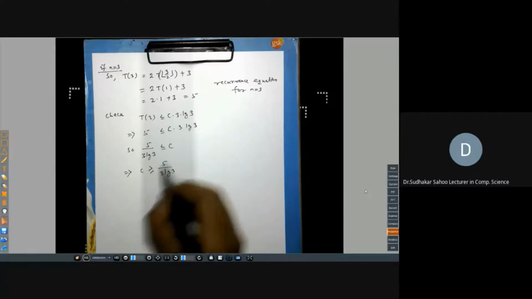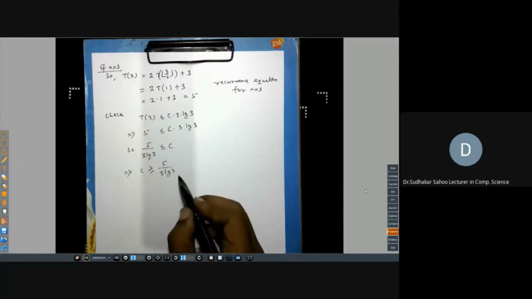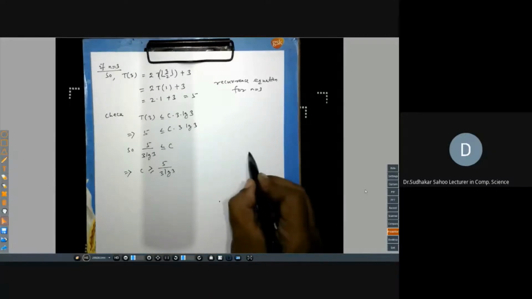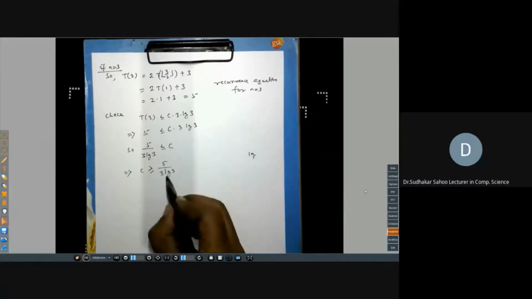Can you find this value? Lg3. Lg2 is 1, log 2 base 2. Lg4 is 2. So this value is between them. You can calculate, you can check the calculator also.